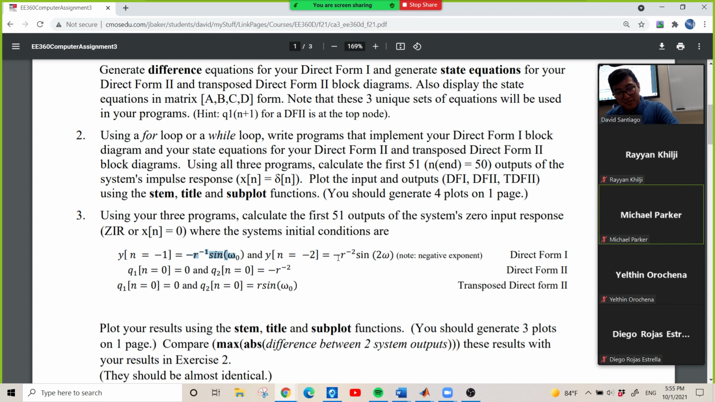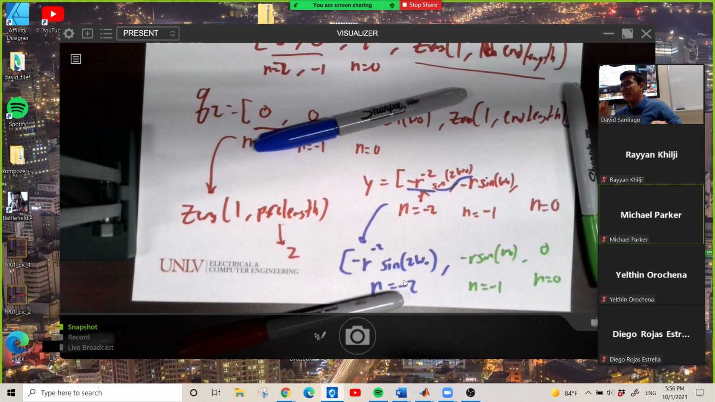So actually, let me just write it better here. This is messy. Minus r to the minus 2 sine of 2 omega naught. Here's this n is equal to minus 2. And then here is minus r sine omega naught, which is n is equal to minus 1. And then this is 0, because we have nothing at state 0, or y is equal to 0. So this right here is our, oh, I didn't change the camera. There you go. It's much better.